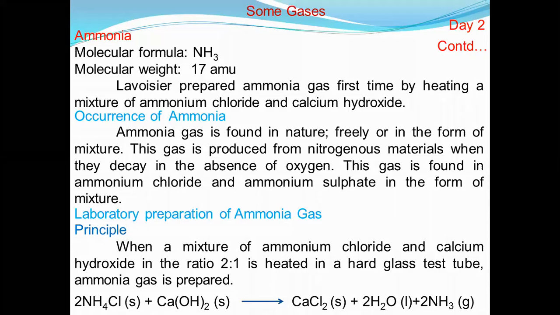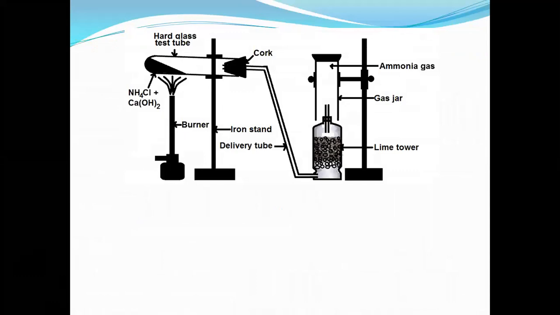The rest left here are Cl and Ca, but we have to write the positive first. Ca is positive and Cl is negative, so by taking Ca first and Cl later, and by the crisscross method, you will get CaCl2. Later you can balance it. So this is the figure for the laboratory preparation of ammonia gas.